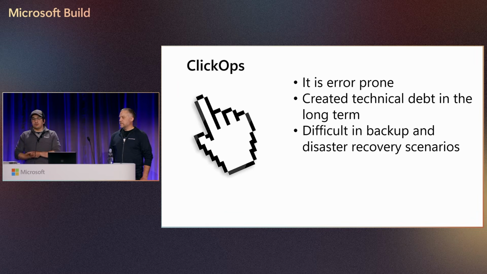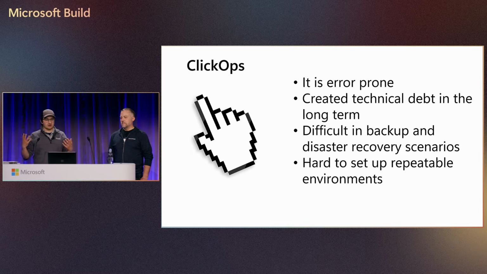It's also really difficult for backup and disaster recovery scenarios. So if you have your infrastructure go down for whatever reason, it's not always great for going through and clicking and getting it back up and running. And of course, it's hard to set up repeatable environments. You want to make sure that your pre-prod environments and your prod environments are exactly the same. You can do it through ClickOps, but it's not ideal. You may forget one or two little settings, and so your environments may be different.